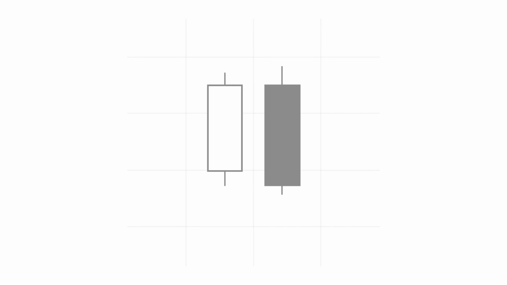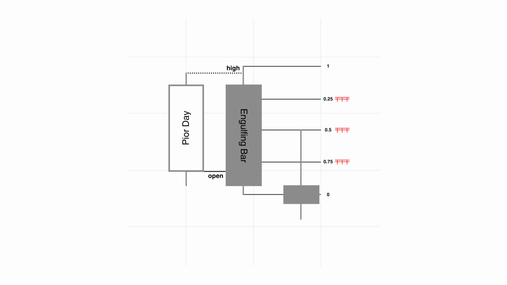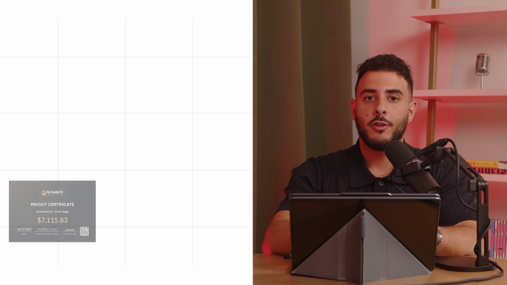These two candles are by far my favorite way to identify daily bias. But first, the receipts.